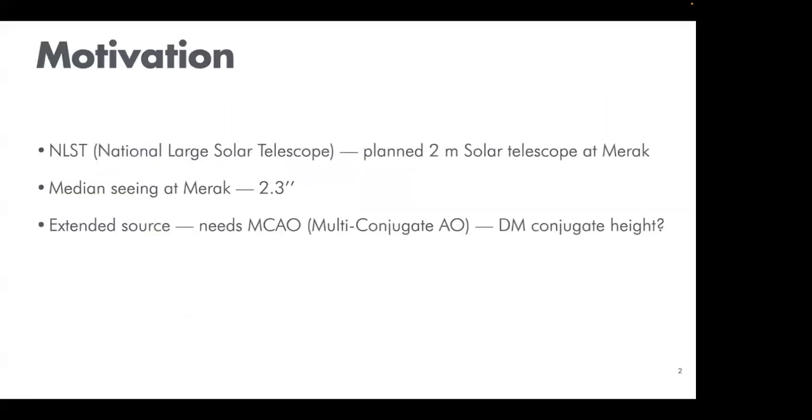So just with a little bit of background, NLST is the National Large Solar Telescope, which is a 50-meter class solar telescope that is supposed to come up at Merak, and the median seeing there is about 2.3 arc seconds, which means you do need AO for your observations. And it's slightly different from maybe what you guys are used to here. The sun is obviously an extended source. The full disk image is half a degree.